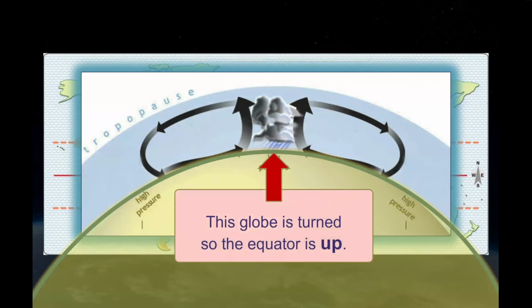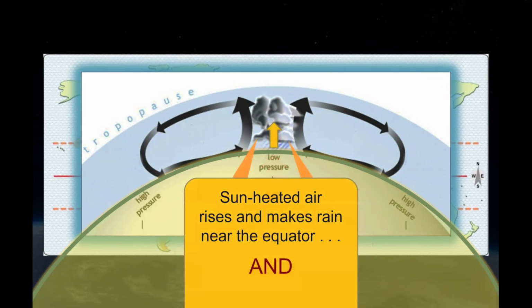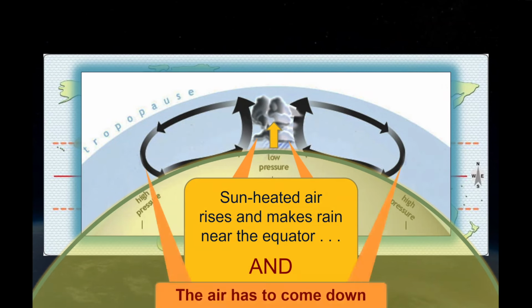I've turned the globe sideways so that the equator is up. Sun-heated air at the equator, remember the sun's nearly overhead nearly every day, rises and makes rain near the equator, and that air has to come down somewhere. And it's not going to come right back down at the equator because it keeps getting pushed up.